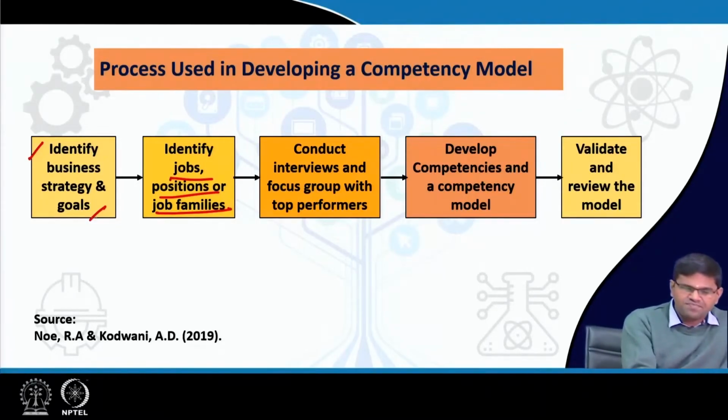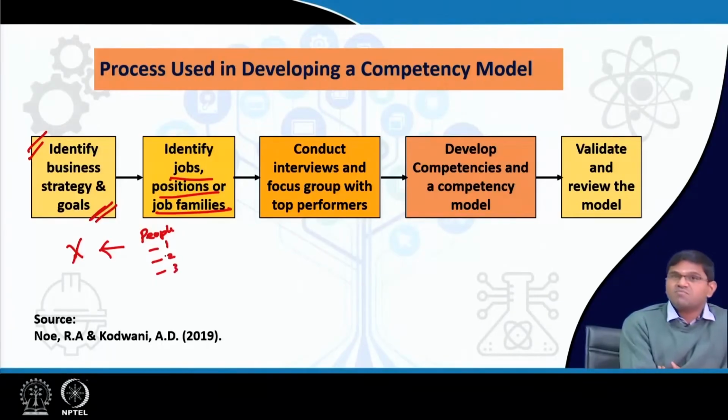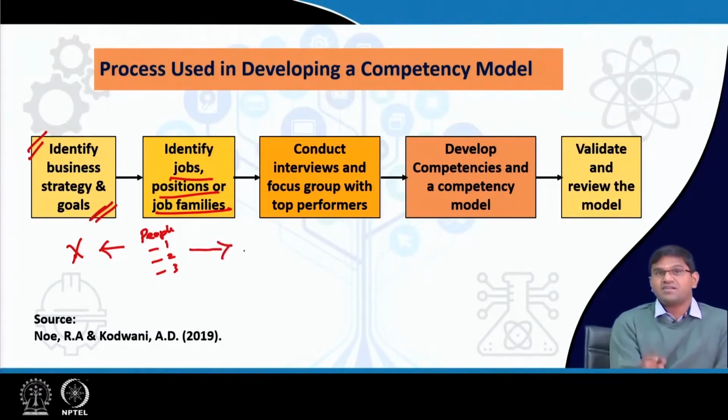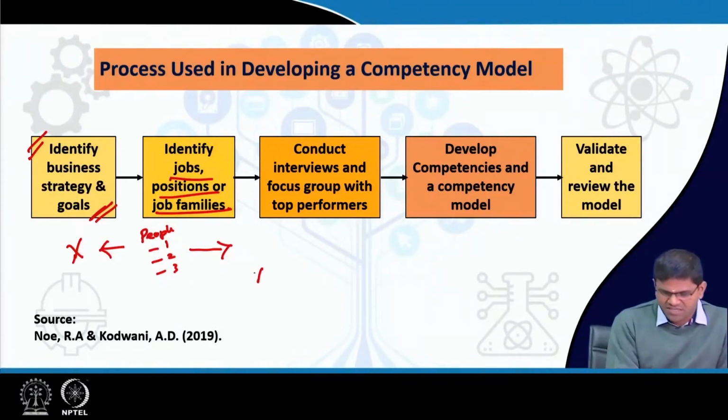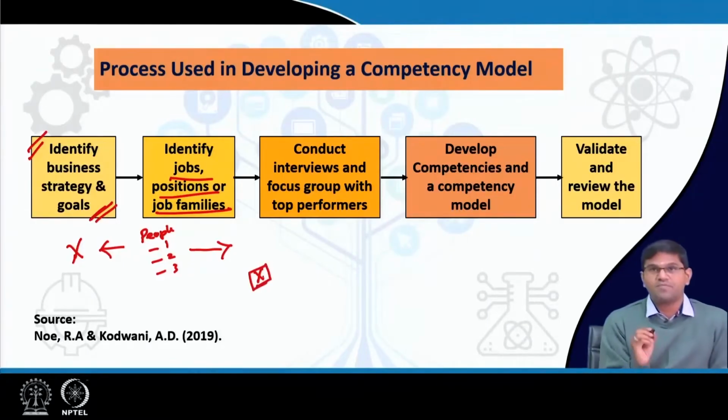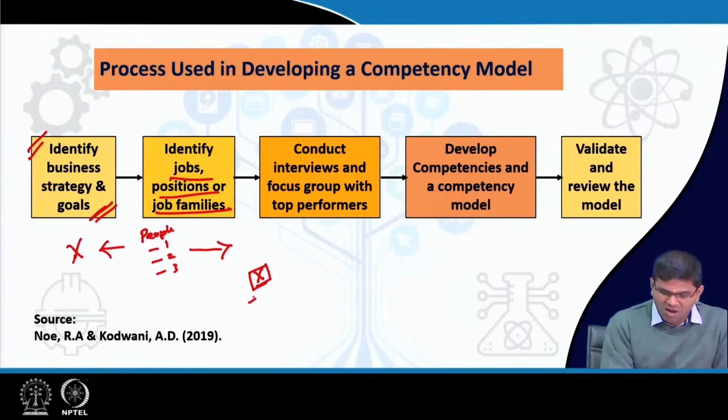See, for example, I have a specific business goal, let's say X is my goal. To achieve X, I need to have people not only in one position, maybe at various levels, 1, 2, 3, performing different jobs, different tasks. Okay, now you need to conduct interviews and focus groups with the top performers. Why? For example, let's say X is a particular job role. Now, to identify the competencies, the knowledge, skills and abilities which are required for performing well, we are referring to performing well.